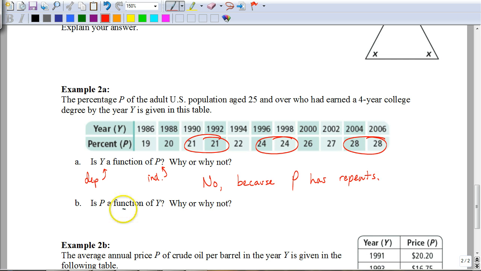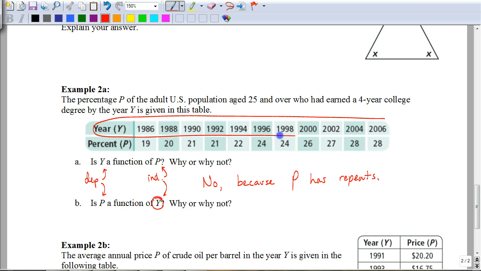Let's look at the part B here. Again, what they've done is they've switched these around now to say that is p a function of y. So now y is what I want to look for. I want to look to see if there's any repeats in this first row. I don't care about the other row. I just care about looking at the independent variable. And again, when you look down that row, there are no repeats. So my answer would be yes, because y has no repeats. Okay, that's where it's important.